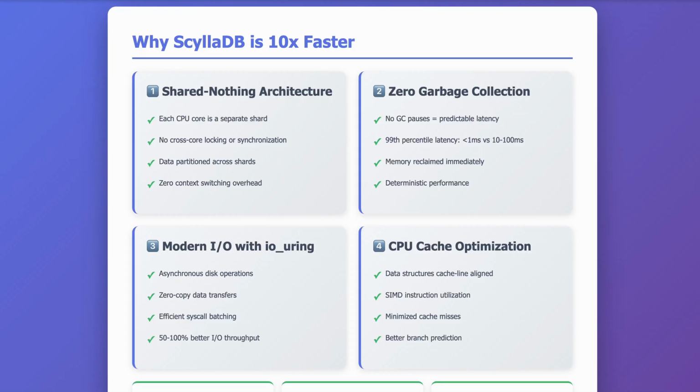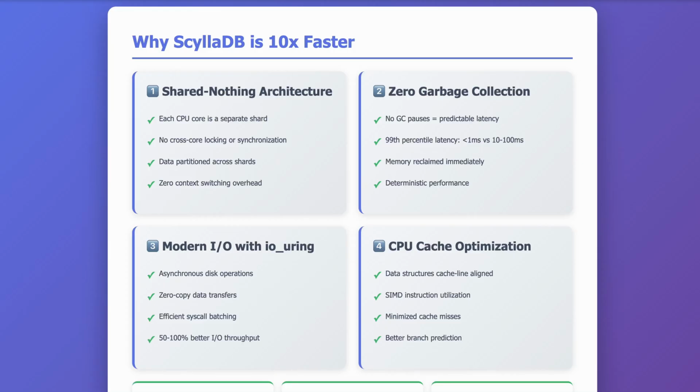Why is ScyllaDB 10 times faster? Let's break it down. First, the shared nothing architecture. Each CPU core is a separate shard with no cross-core locking or synchronization. Data is partitioned across shards, and there's zero context switching overhead. Second, zero garbage collection. With no garbage collection pauses, you get predictable latency. The 99th percentile latency is under 1 millisecond compared to 10 to 100 milliseconds with Cassandra. Memory is reclaimed immediately, giving you deterministic performance.